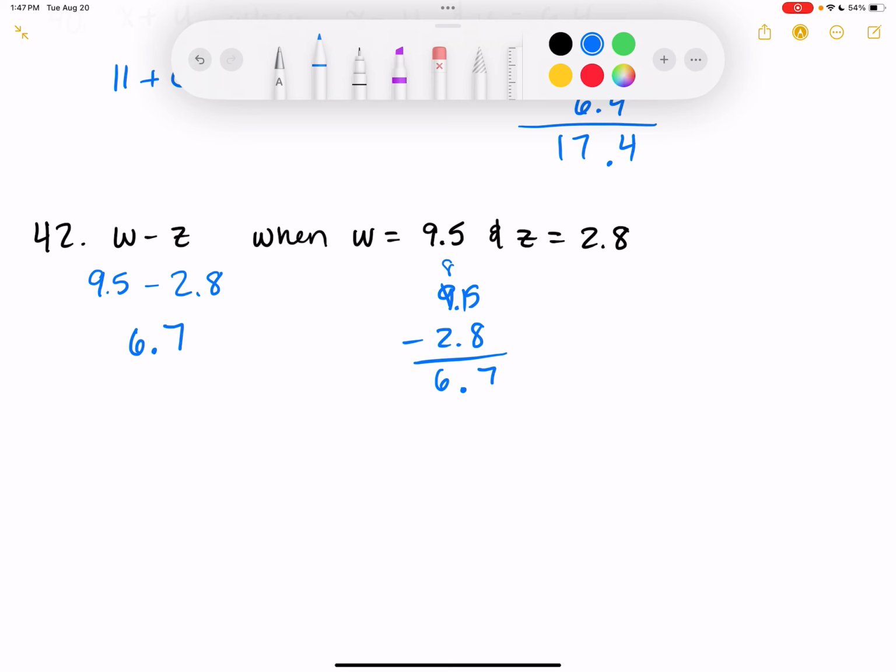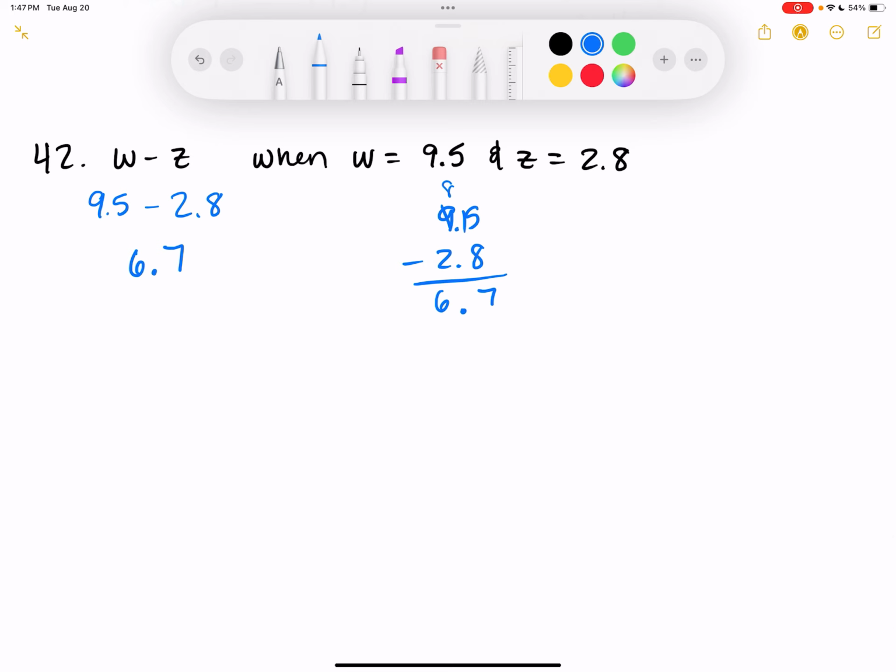Okay, so basically everyone got the same answer, which is good because it's the right answer. Any questions about any of this? No. Awesome. Then I'm going to assign you your homework problems.